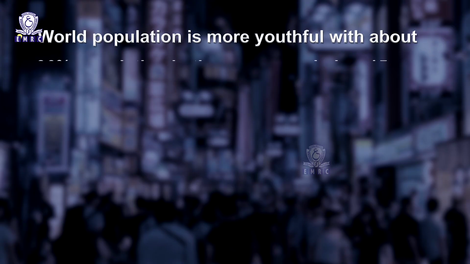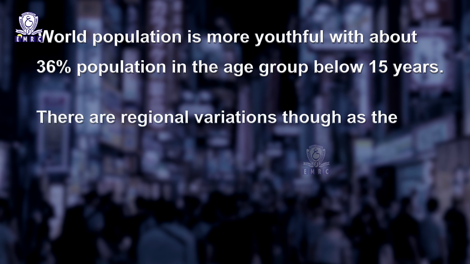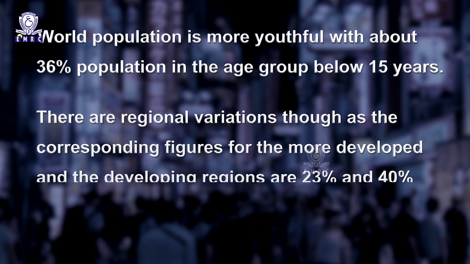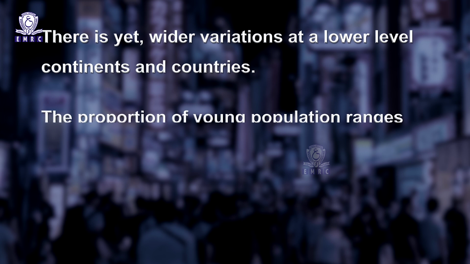The age structure of the world population reveals the following characteristics. World population is more youthful with about 36% population in the age group below 15 years. There are regional variations though, as the corresponding figures for the more developed and developing regions are 23% and 40% respectively. There are yet wider variations at a lower level, continents and countries.